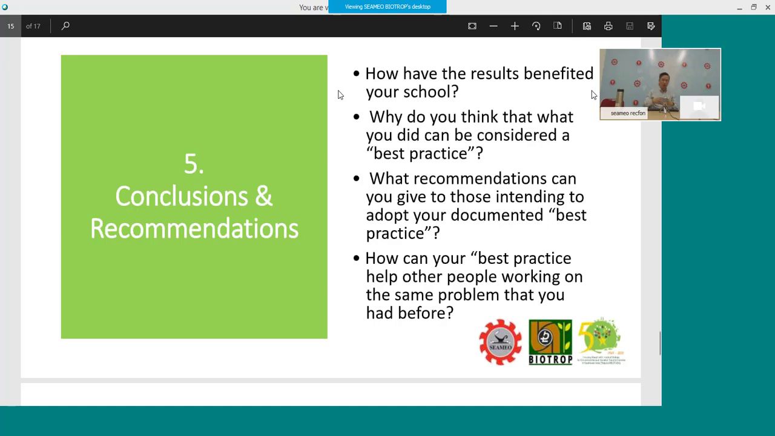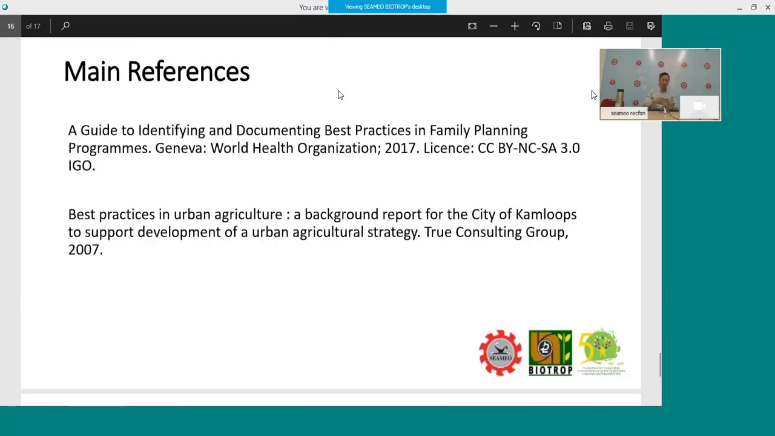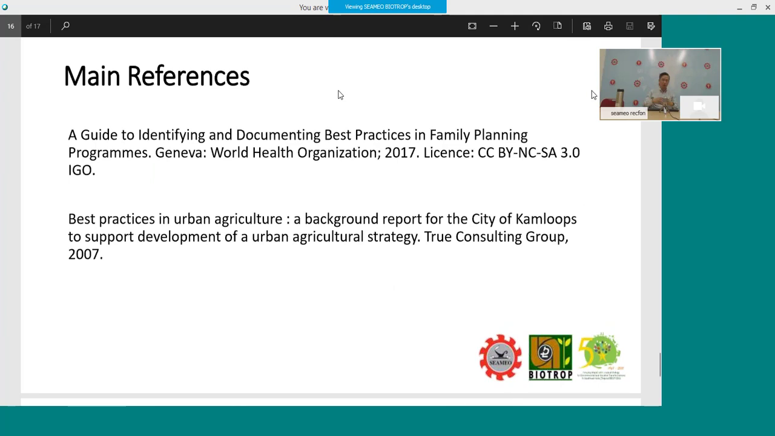So this is how you come up with your conclusions and recommendations when you write your best practice. I think this is the last slide, and if you want to read more on what is a best practice, most of what I have shared with you, I took it from these two references. One, a guide to identifying and documenting best practices in family planning programs. Although the topic is about family planning, the principles and concepts can be applied in any situation like in urban agriculture.